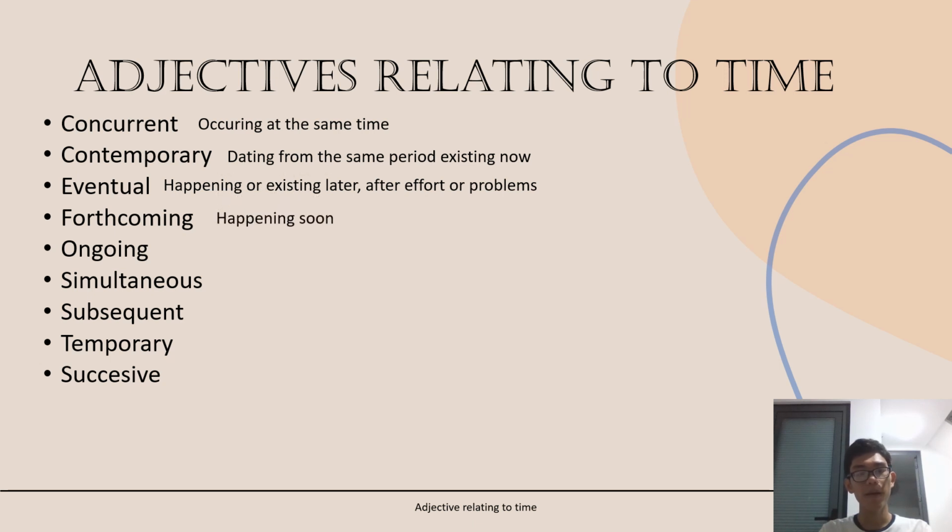Forthcoming means something is happening soon. For example, many videos of mine will be published in the forthcoming weeks. Next one is ongoing. Ongoing means something is happening now. For example, training is part of our ongoing career development program.